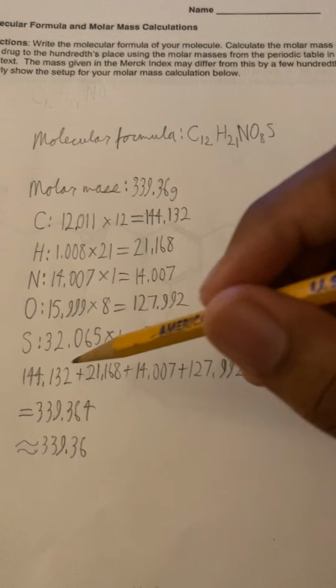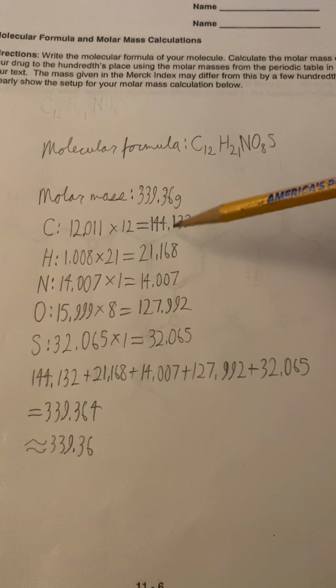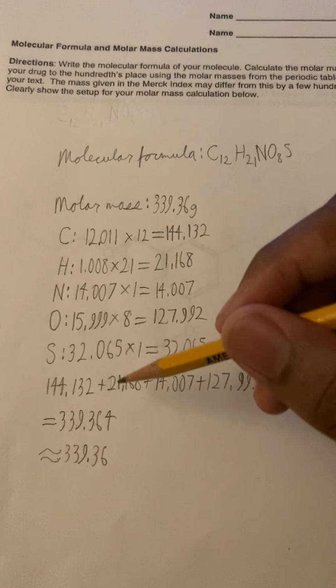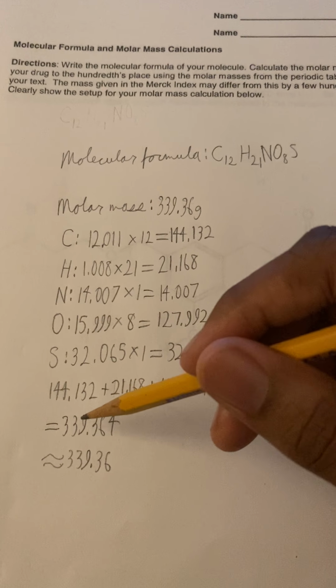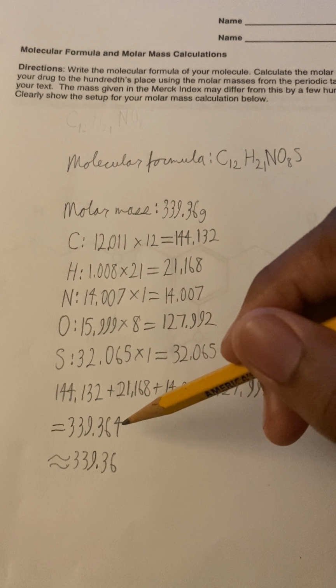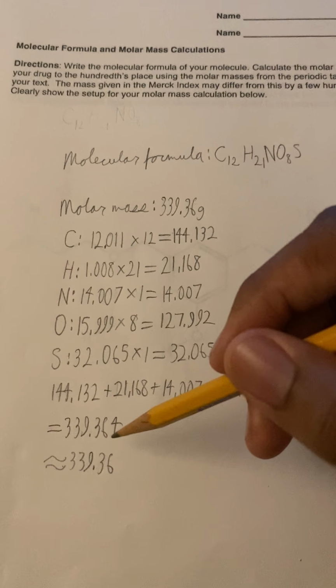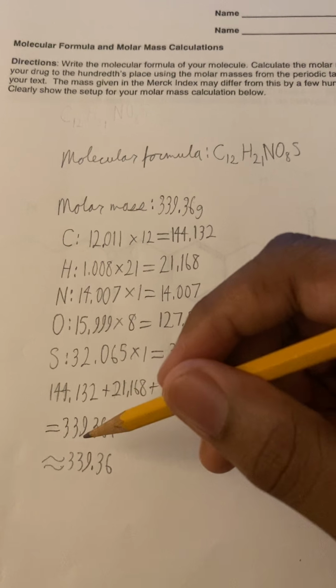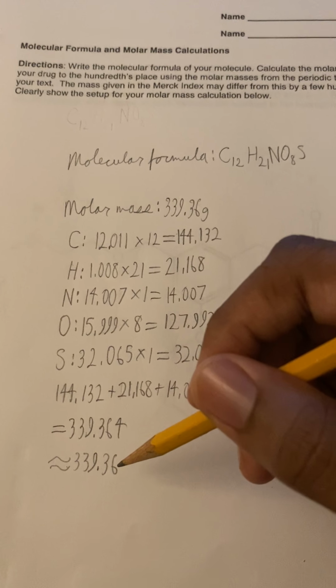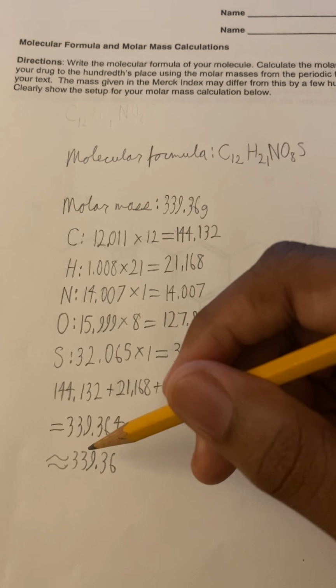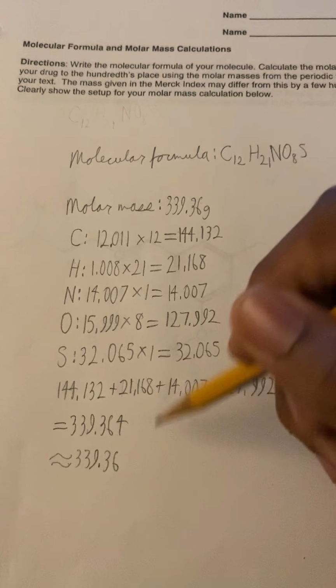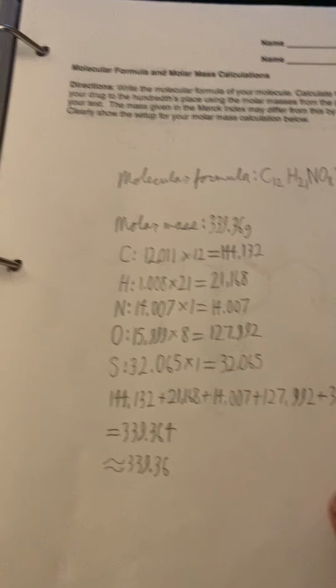So as soon as you add up all 5 of these values, you would get 339.364 grams. But here we're rounding to the 100th place, so that would just give us 339.36 grams right here.